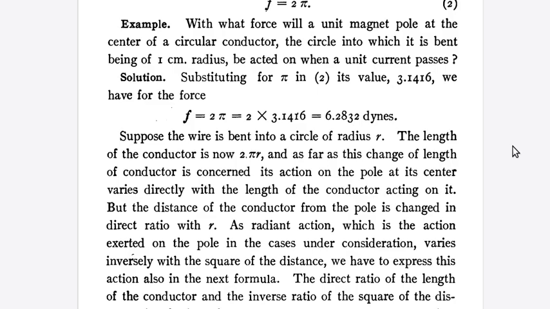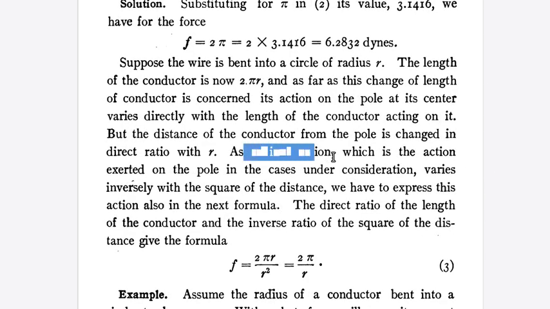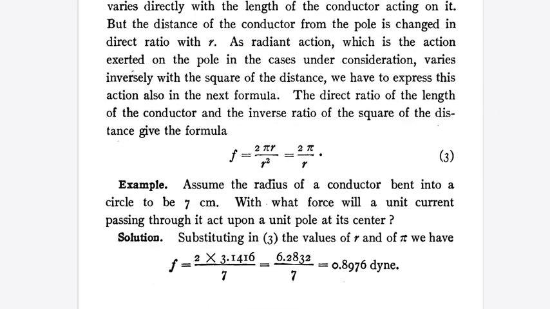Continuing, the variation of force with radius, turns, and current strength. Suppose the wire is bent into a circle of radius r. The length of the conductor is now 2 pi r, and as far as this change of length is concerned, its action on the pole at its center varies directly with that length. But the distance from the pole also increases with r, and since radiant action varies inversely with the square of the distance, we must account for both. So the direct effect from increased conductor length scales with r. The weakening from distance scales with 1 over r squared. Combining these, the force becomes F equals 2 pi r divided by r squared, which simplifies to 2 pi over r. This is equation 3.